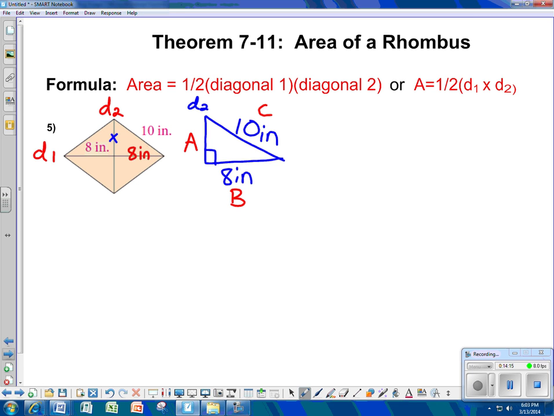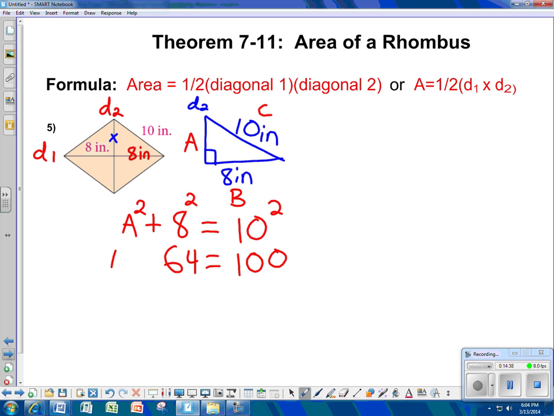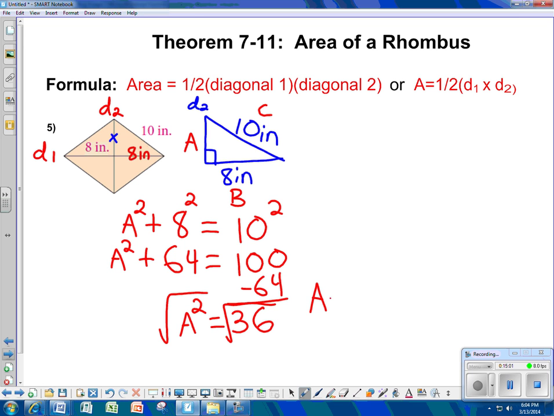And now we're going to be able to use the Pythagorean theorem, which is again A squared plus B squared, which in this case is 8, equals C squared, which in this case is 10. All right, and then we go through and we solve this problem. You can use your calculator for these calculations. We'll subtract 64. We end up with A squared equals 36. And then don't forget to square root at the end. So A ends up equaling 6.